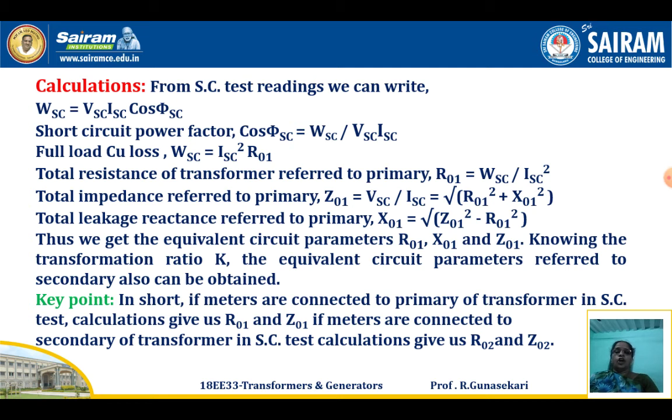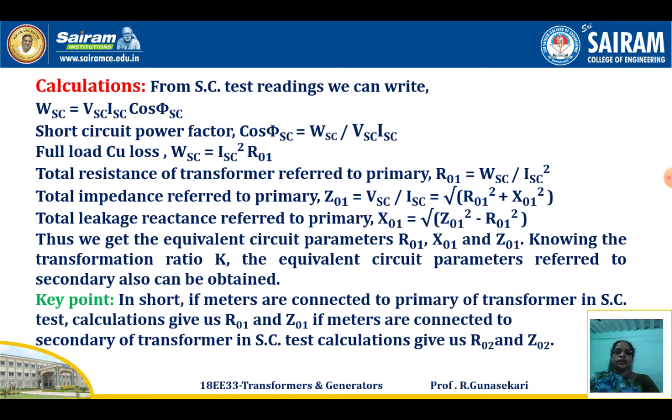For the full load copper loss, another formula is copper loss equal to I squared R, no? So therefore, here ISC squared R01. R01 is nothing but the equivalent resistance referred to the primary. That means R01 equals R1 plus R2 dash. R2 dash is nothing but R2 divided by K squared. Therefore, R01 equals WSC divided by ISC squared. We know the values of WSC and ISC, so you can calculate R01.